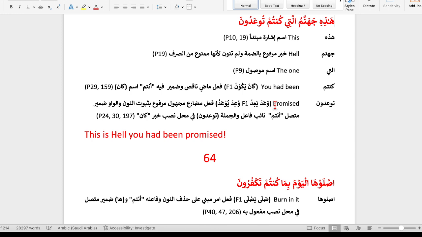You were promised. So tu'aduna fi'lun mudari'un majhul, majhul meaning passive form, marfu' bi subuti noon, and it is rafa marfu because of the presence of noon. Wal waw, and I will say wa antum, to make it simple. Wa antum is na'ib fa'il. You all.